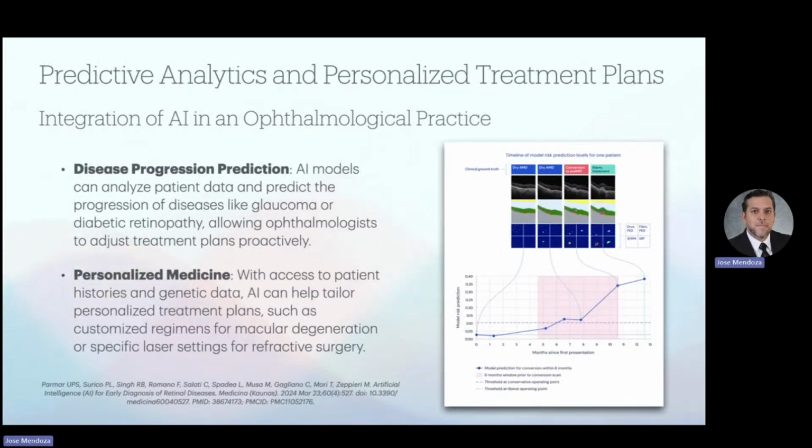In cases of predictive analytics and personalized treatment plans, artificial intelligence could help us to detect progression and prediction in diseases like, let's say, dry AMD, when it turns to wet AMD, to predict this kind of pathology, predict the progression in glaucoma as well, or diabetic retinopathy. It could personalize and adjust treatments with access to patient charts and genetic data. It could help tailor personalized treatment plans, customized regimens for macular degeneration treatments, or laser-specific surgeries.